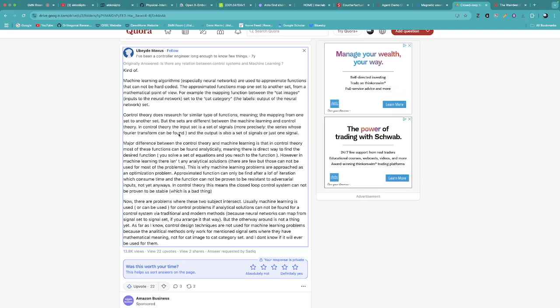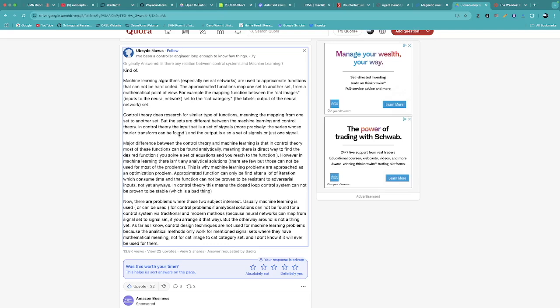This is why machine learning problems are approached as an optimization problem, where you have to approximate the answer. And you have to really spend time finding an approximated function. You have a lot of iterative discovery, trying to find local and global maximum on a landscape, which consumes time, and the function cannot be proven to be resistant to adversarial inputs. In control theory, this means the closed loop control system cannot be proven to be stable.